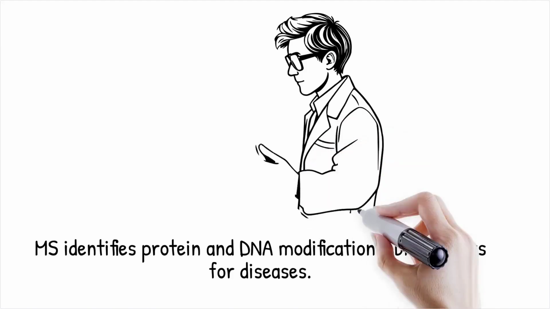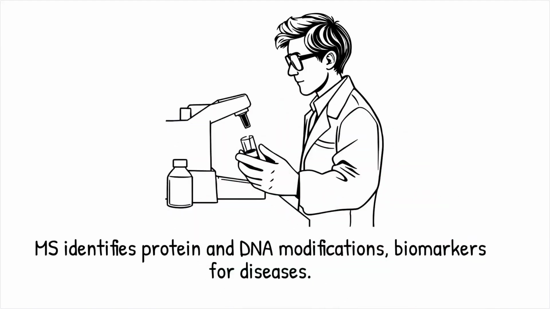In genomics, it helps study nucleic acid modifications and identify biomarkers for diseases. Mass spectrometry identified biomarkers for early-stage Alzheimer's disease by analyzing protein modifications in blood samples. In proteomics, mass spectrometry is like piecing together a jigsaw puzzle of proteins to reveal a biological picture.